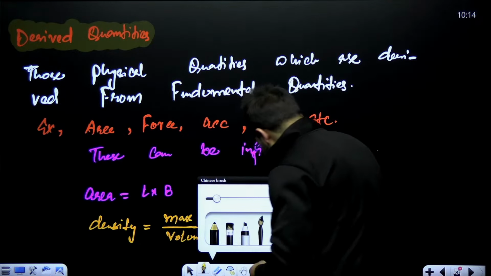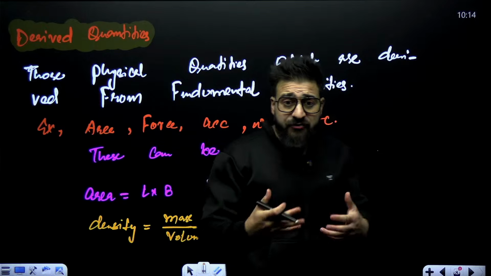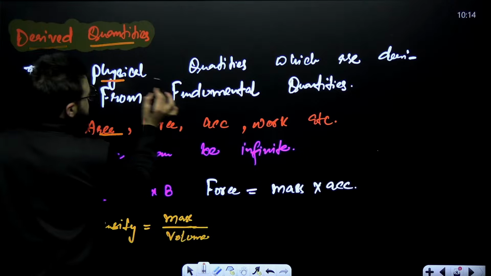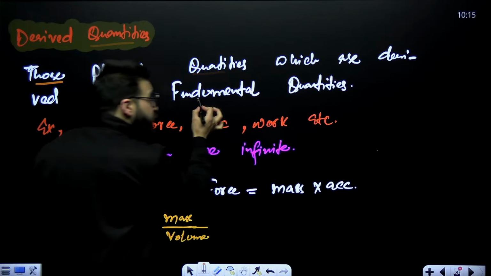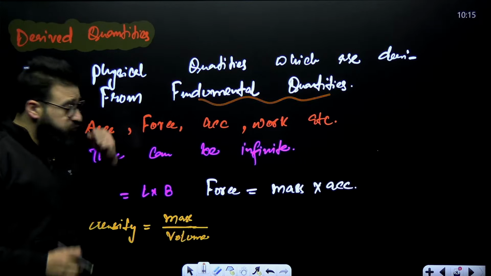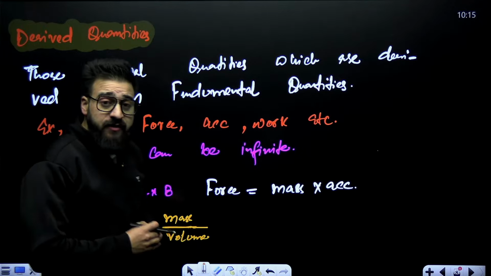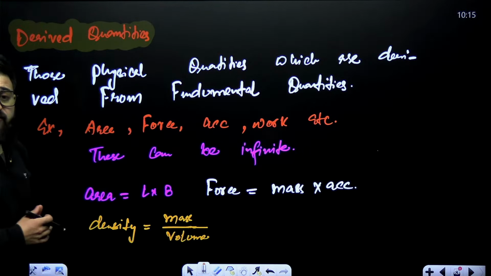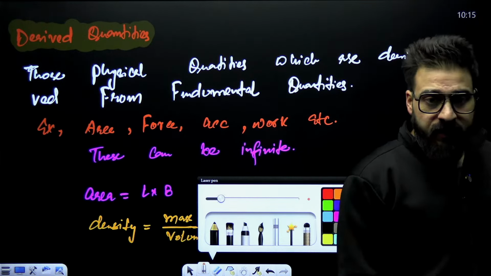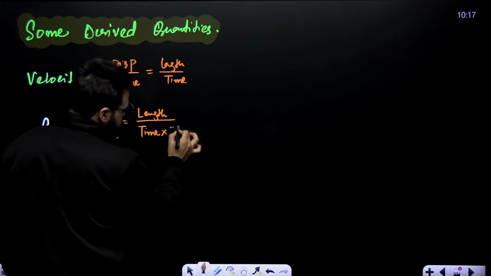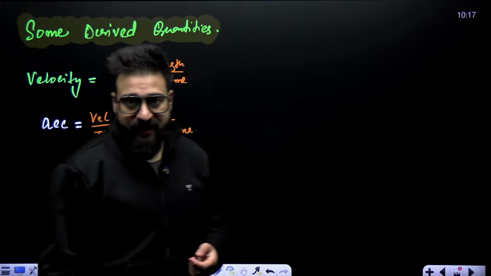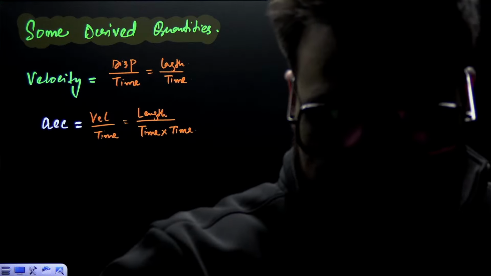Now, guys, listen to me very carefully. Derived physical quantities. When it comes to derived physical quantities, we say those physical quantities which are derived from fundamental quantities. Like area, force, acceleration, work. These are also physical quantities. Time multiplied by time, so you have time and time in the denominator, and here you have length. Is this crystal clear to each and every single student?